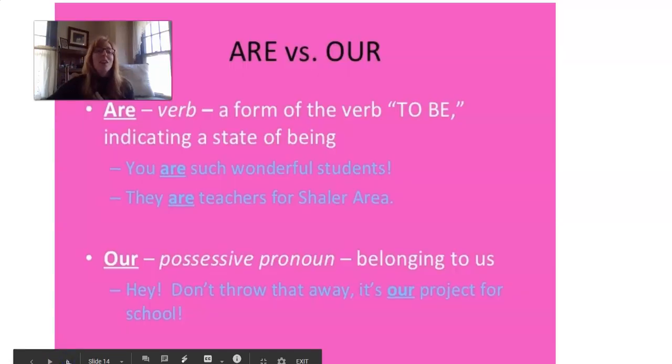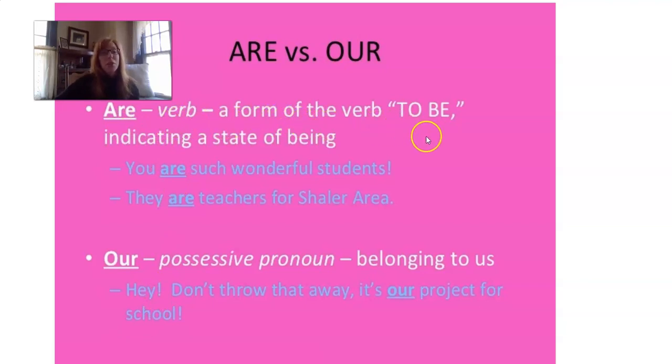All right, so now we're on are versus our. Okay, so we have are is a verb, and it is the form of the verb to be, indicating a state of being. So you are such wonderful students. That's how you are. That's your state of being right now. You are wonderful students. They are teachers for Shaler Area School.